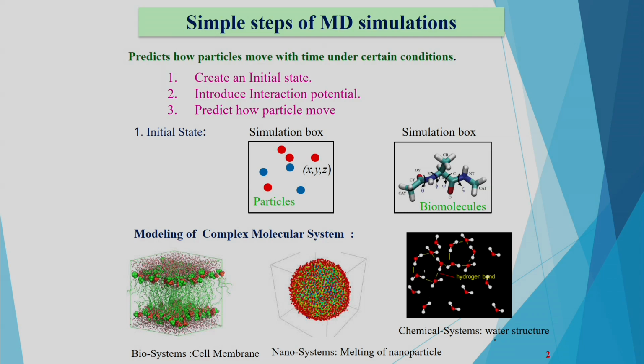Let us talk about the biomolecules in a similar simulation box. Then there could be biosystems such as cell membranes, etc. There are nanosystems where we could study the melting of the nanoparticles or rather disintegration of the nanoparticles. Then there is water. The structure of water is all known to us, it is H2O. So, these are water structures and we can simulate them using MD simulations and see how the molecules actually move around, or the crystal structure that moves around and so on.